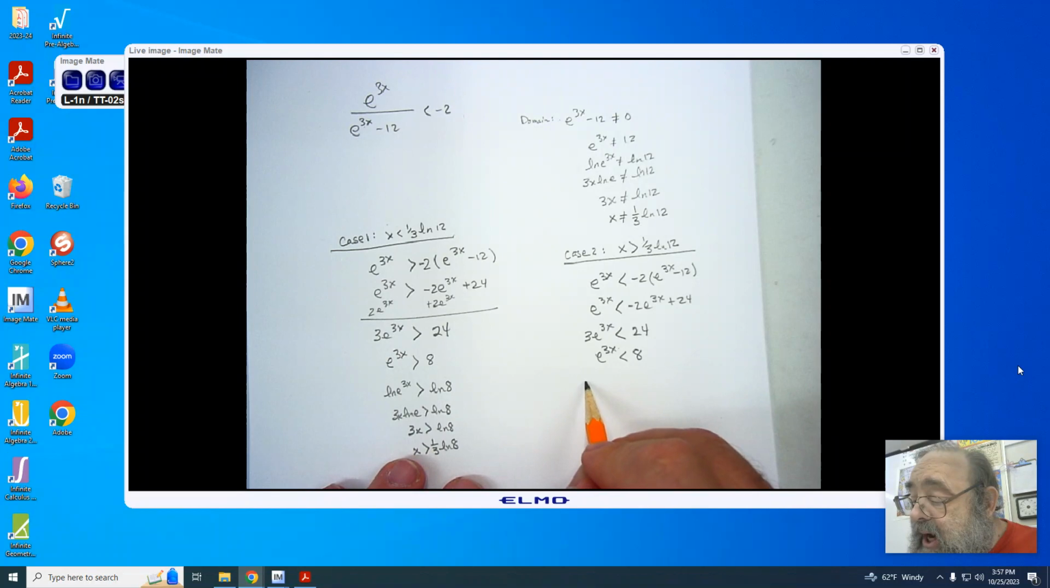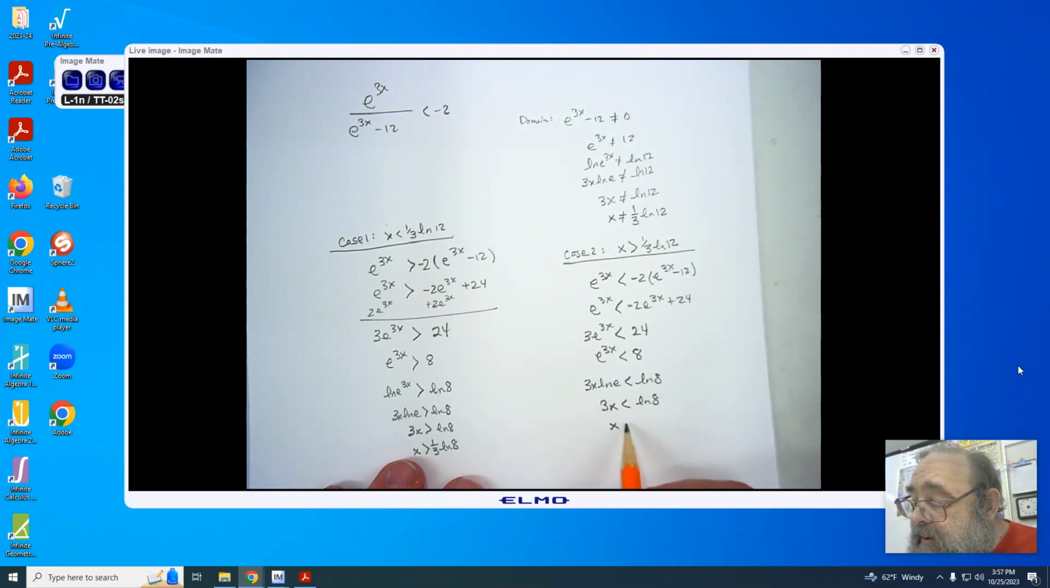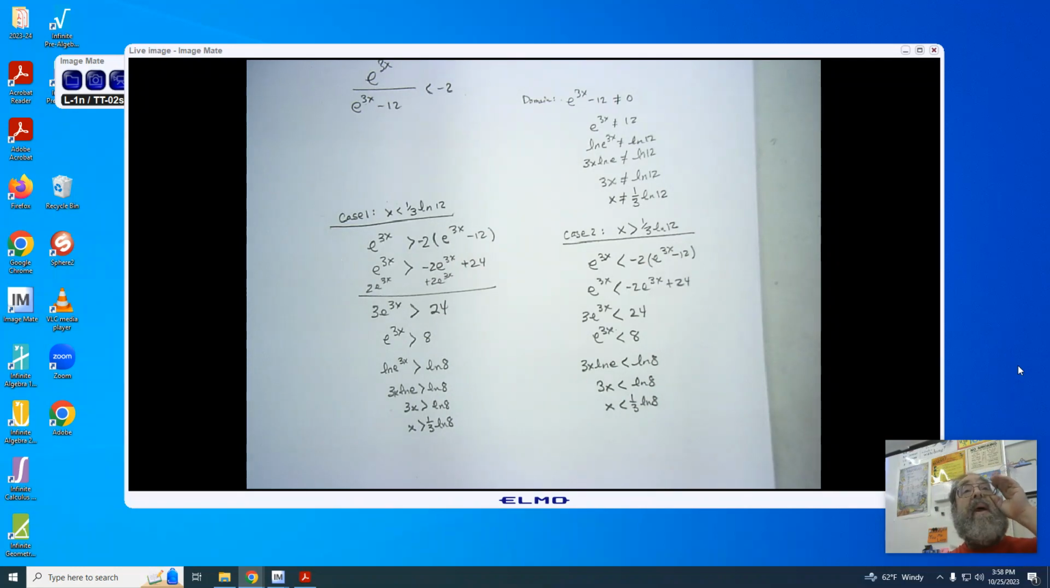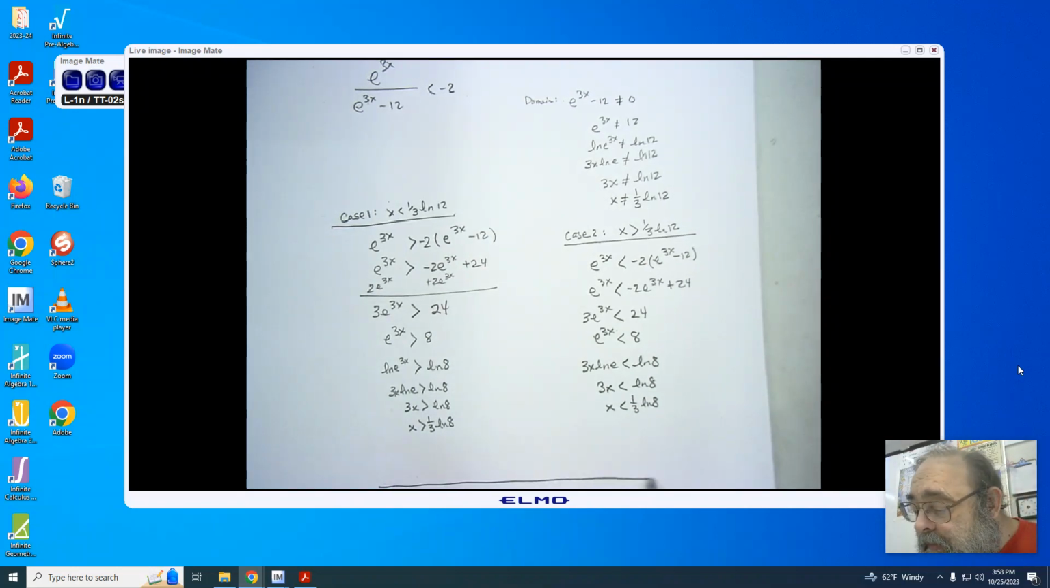Take the exponentiation, 3x ln of e is less than ln of 8. 3x less than ln of 8. x less than 1/3 ln of 8. Now everything that we're going to do is based on our number line. So we have to draw a number line here.